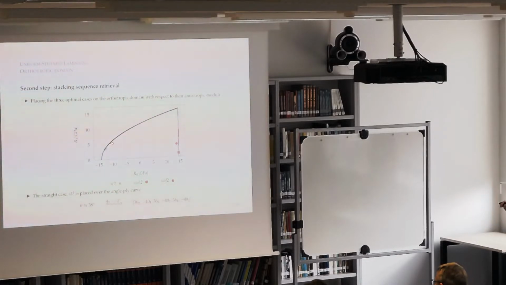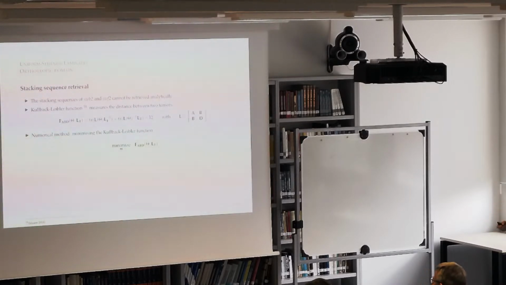For the straight wing, we are over the angle-ply curve, so it's easy to obtain the stacking sequence analytically. It's equal to 38 degrees. By deviating it to the polar angle, we obtain our final stacking sequence here. But for the 2 other cases, I cannot calculate their stacking sequence analytically, so I have to do it numerically.